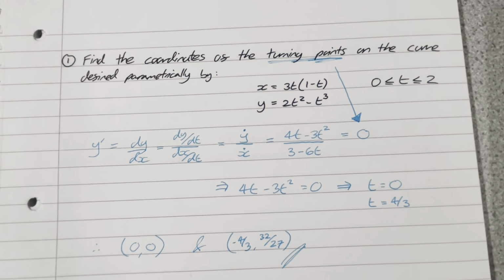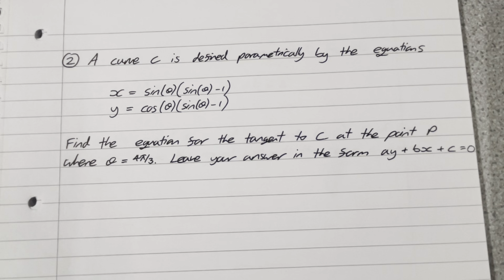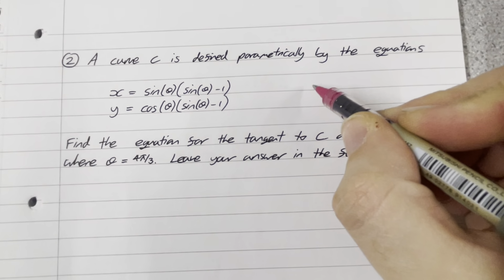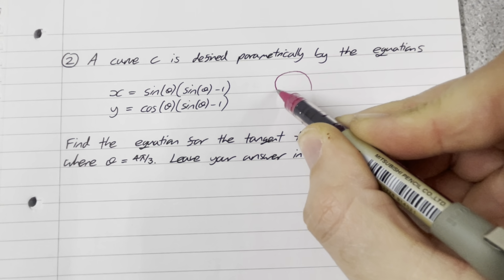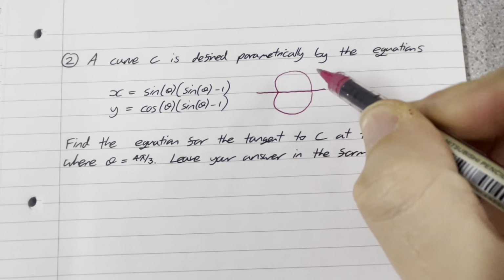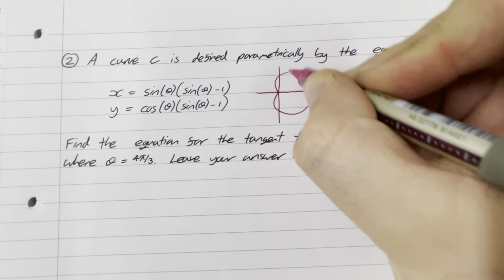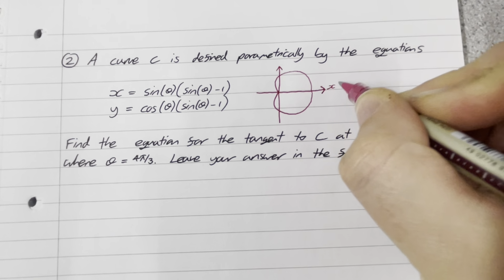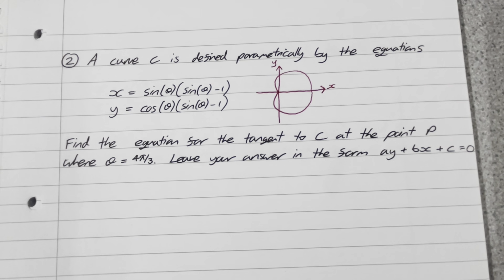Okay, question number 2. A curve C is defined parametrically by these equations. So again, this is one that we have looked at before. This is one that was studied on the further maths course. It's called a cardioid. And I think this is a cardioid on its side. It looks something like this. There we go. And that is my x-axis, and that's my y-axis. You can sketch that one out using parametric sketching, which is what I've done in a previous video.